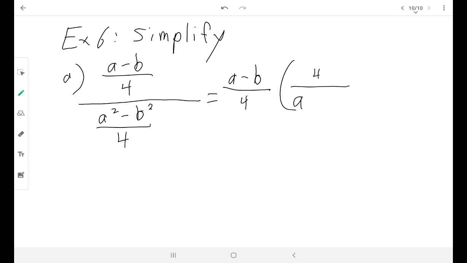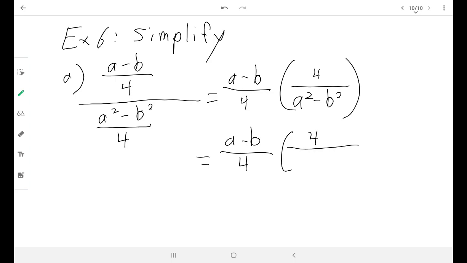Keep, change, flip. And then the only thing to factor is that thing right there. It's a difference of squares, so I've got a minus b over 4 times 4 over this difference of squares, which is the square roots. The square roots, once added, once subtracted.